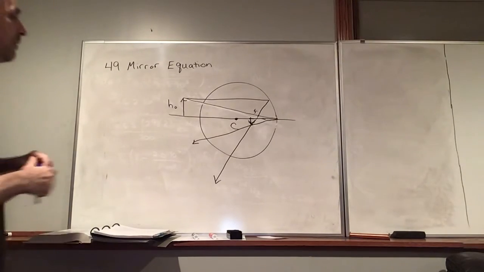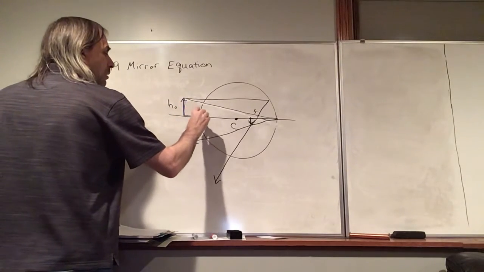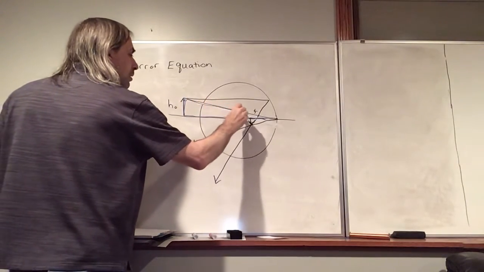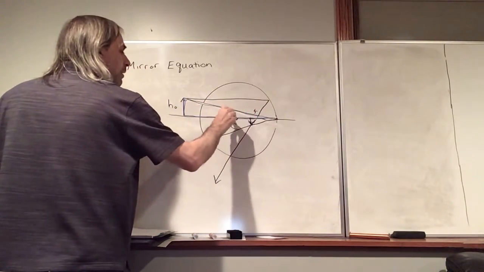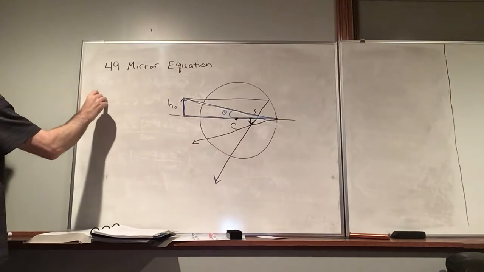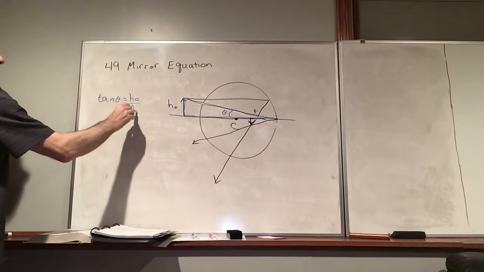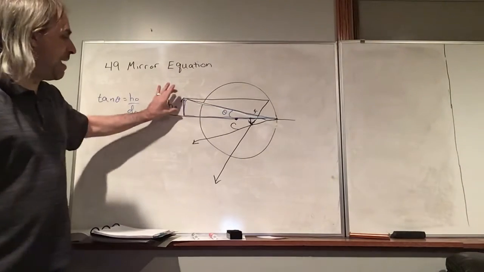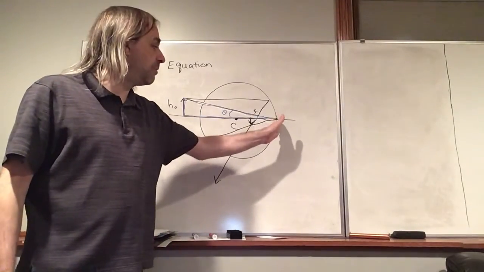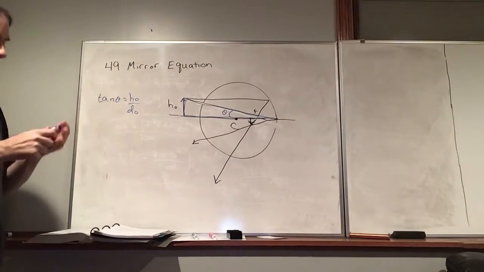Let's start with this triangle here. We'll do that in blue. And this angle is theta. We can say tangent of theta is HO over DO. So tangent is opposite, which is the height of the object, over the adjacent, which is from here to here. That's the distance to the object, that is DO.